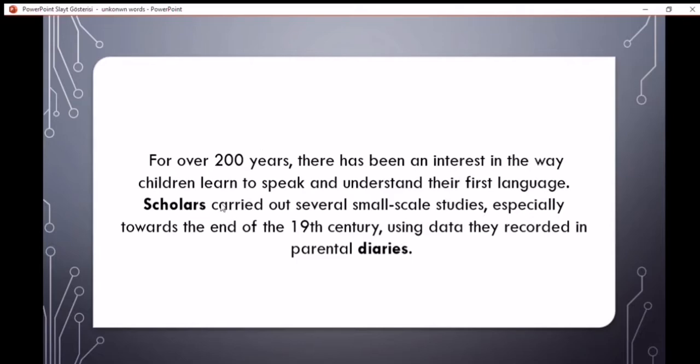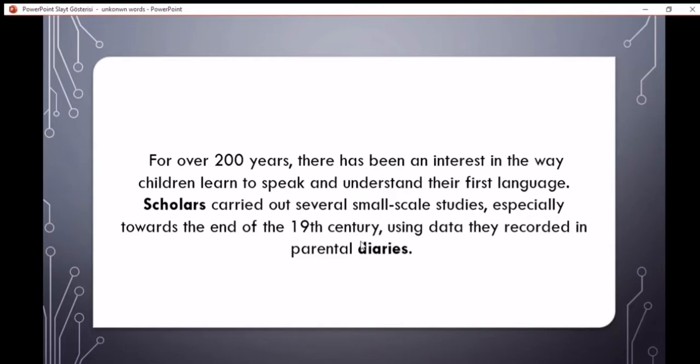So scholars should be a subject, the subject of the second sentence. How do we know this? It comes in the beginning of the sentence, which is the sentence structure in English language. Second, it comes before the verb of the sentence. So, carried out several small-scale studies, which means this is our subject and this is a noun.